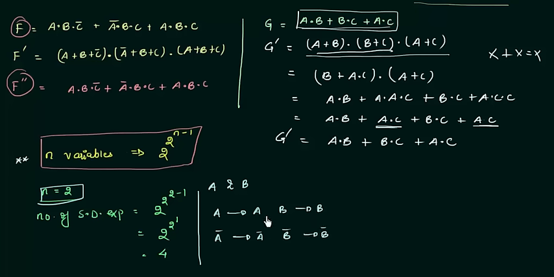Now this is the time for your homework. Let's move to the homework problems. The first problem is to find out whether this given expression, the function y, A complement and B complement, or B complement and C complement, or A complement and C complement, is self-dual or not. You have to find out and answer in the comment section. The second problem is to find out the number of self-dual expressions by using this trick when the number of variables is 4.